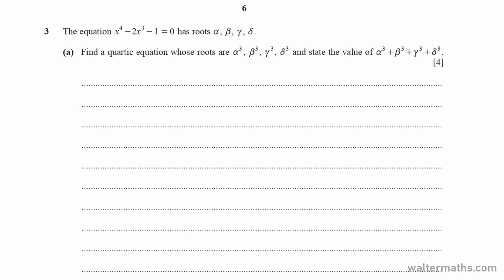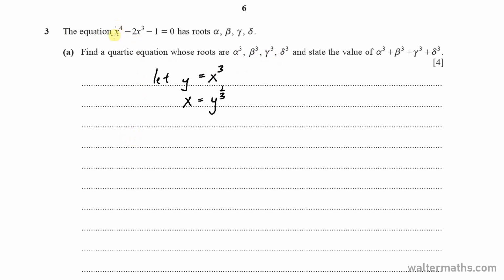And in order for us to find the quadratic equation with the roots alpha cubed, beta cubed, gamma cubed, and delta cubed, we're going to say let y be equal to x cubed. So when we do that, we make x the subject, so it means x is equal to y to the power of a third. So in this equation, which is in terms of x, we're going to substitute y to the power of a third in place of x to get a new equation with these roots.